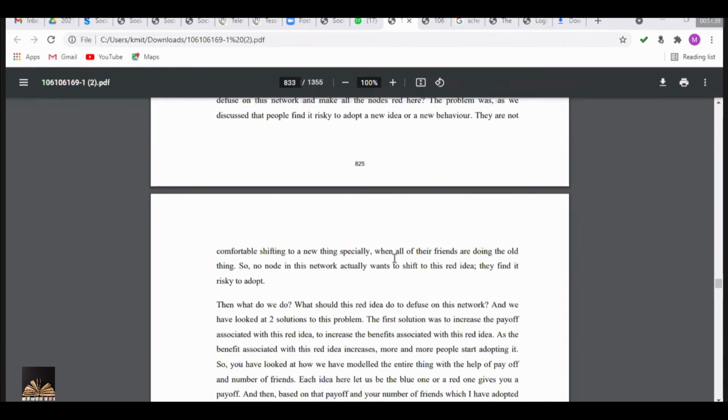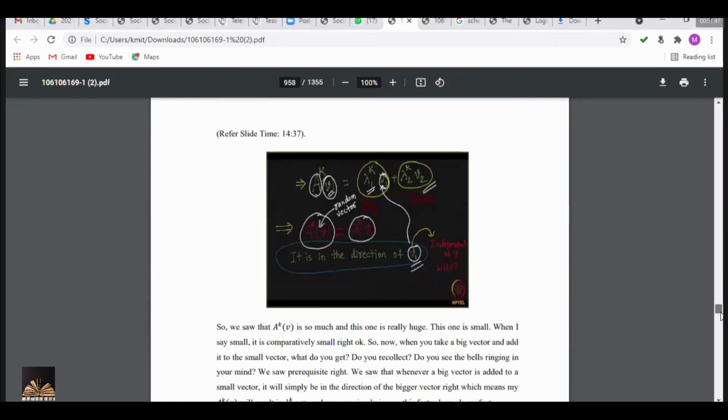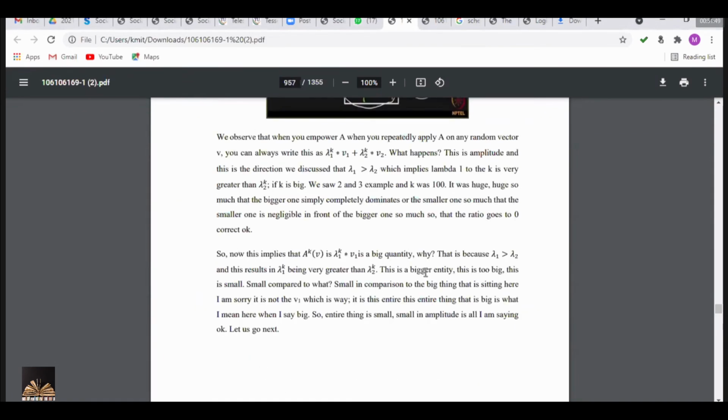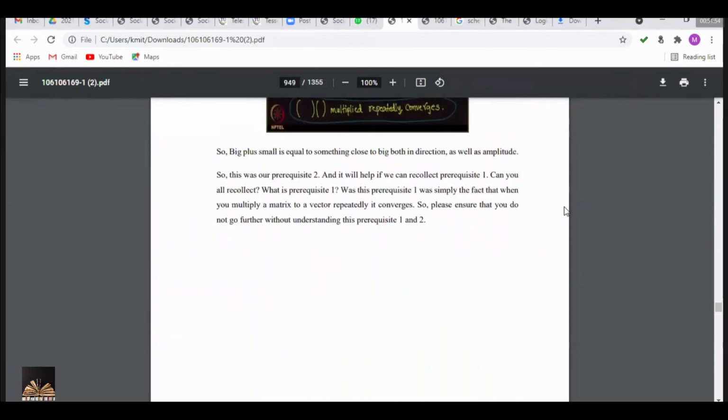This is clear? Then we go to the link analysis. Link analysis means how the link between two nodes can be analyzed, right? So in this, mainly hubs and authorities are there. For that, I'll just give you the brief. I'll not go to the slide.